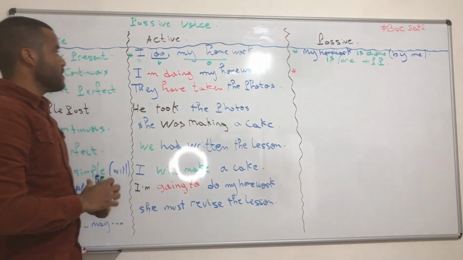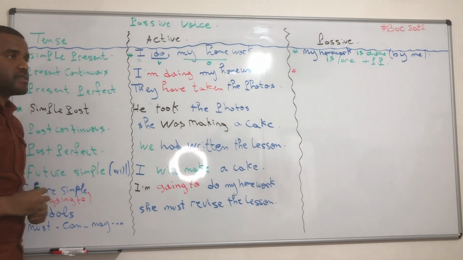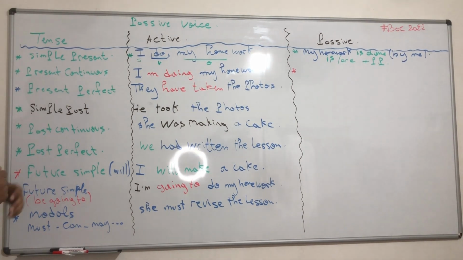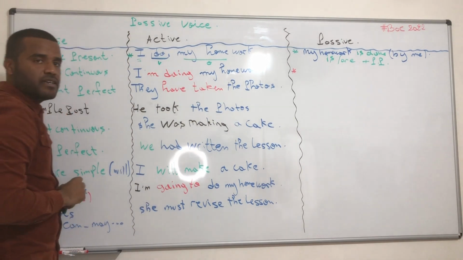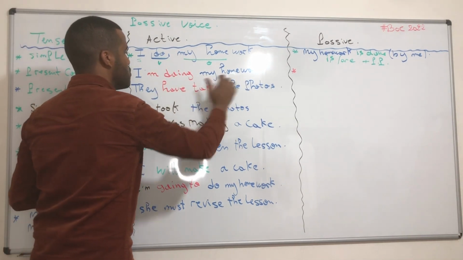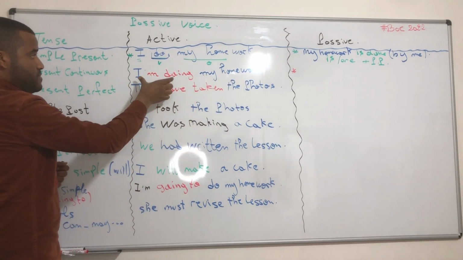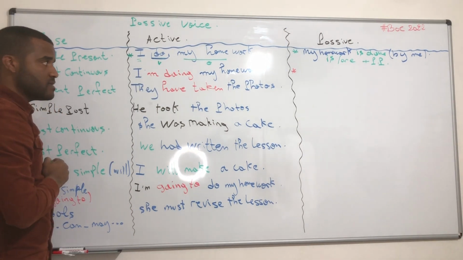So we move to the second one, present continuous. We are going to work on this sentence in present continuous. For example here: I am doing my homework. This is the sentence in present continuous.